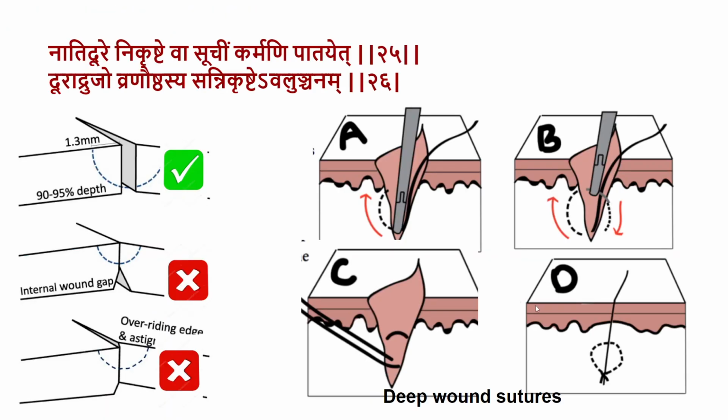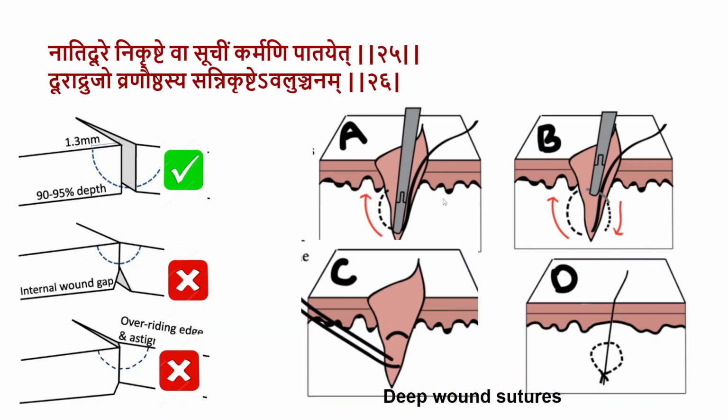Now, how to do the suturing, even that technique is described by Sushruta very clearly, and the rule is: Nati Dure Nikristeva Suchim Karmanipate Dura Drujaha Vranostasya Sanikruste Avalantanam. When you suture, the needle should penetrate through the tissue at the edge of the wound in such a way that it produces a uniform compression of the tissue edge, but at the same time produces sufficient approximation. The whole target of the suture is to have a uniform approximation of the wound edges.